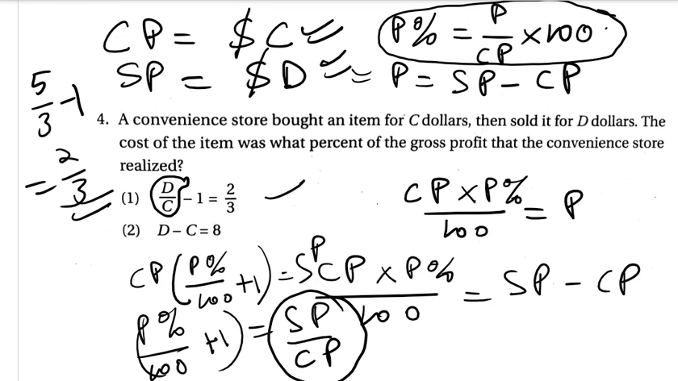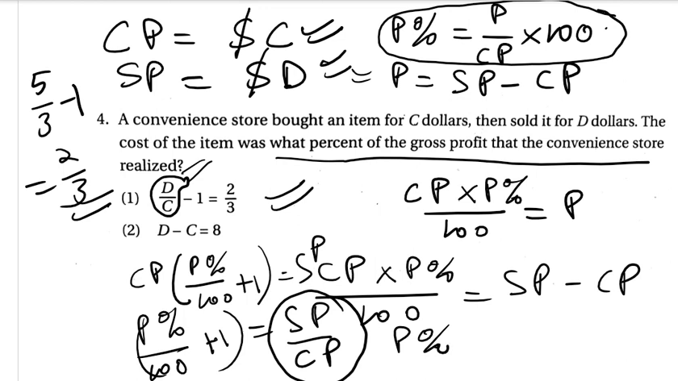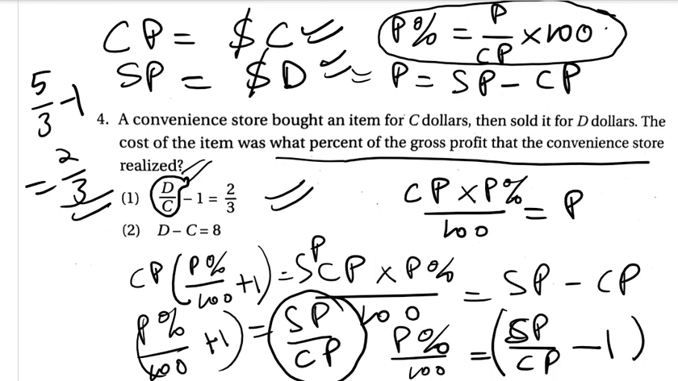So isn't the first condition sufficient to find what percent of gross profit the convenience store realized? From here you can see, even if you do this, P percent by 100 is equal to SP by CP minus 1. See, it's coming. So you have to make it like a formula. You have to do this question like a formula and solve it.